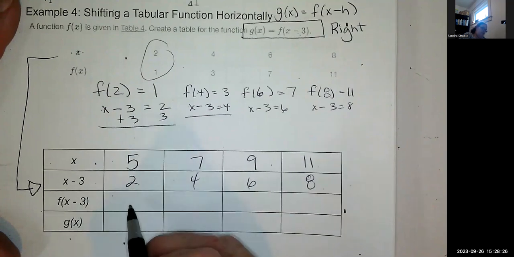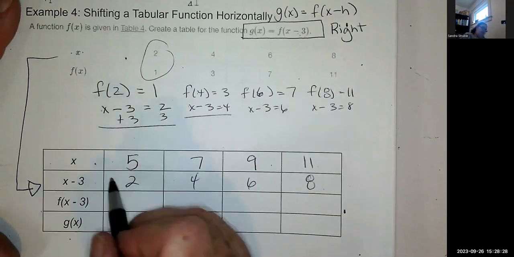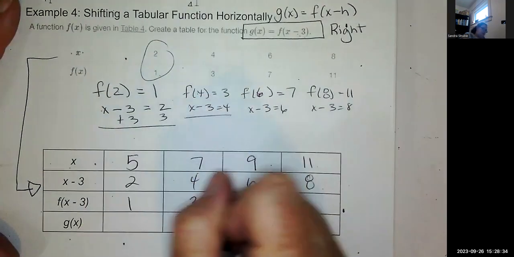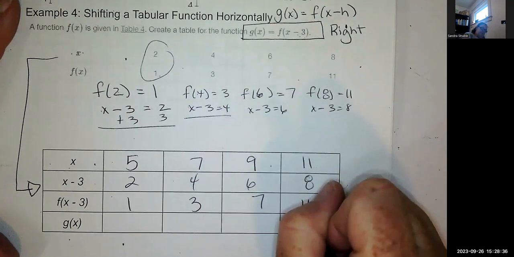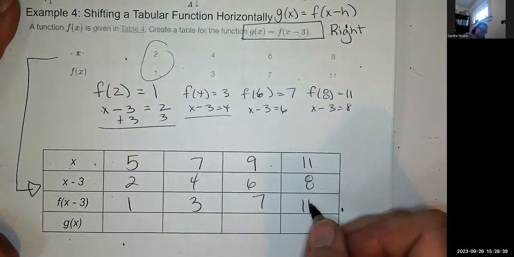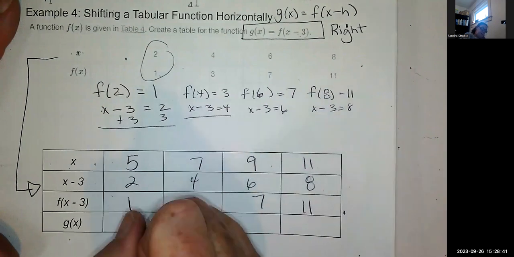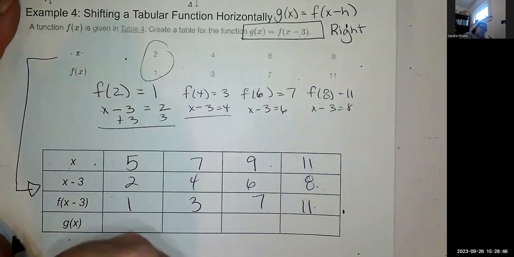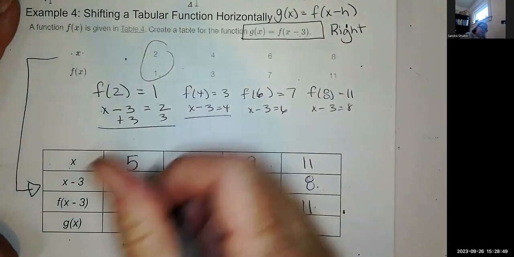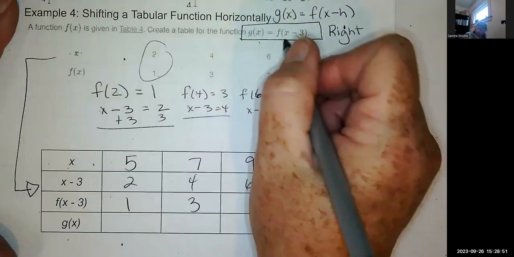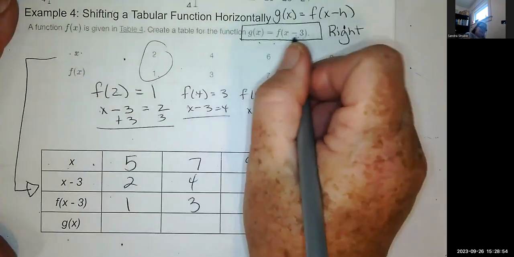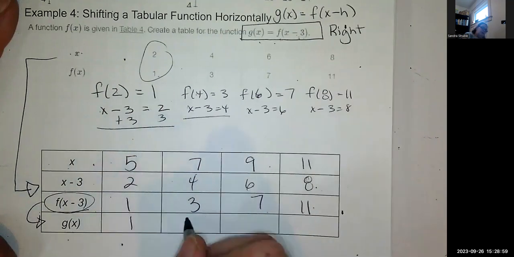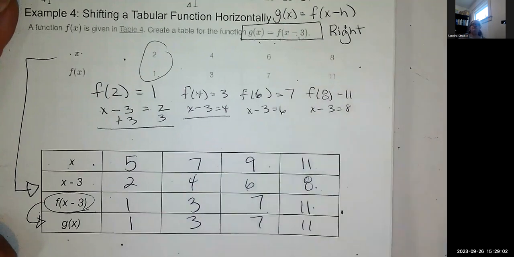Okay, so now, if that's the case, then the new G of X is going to equal 1, 3, 7, and 11, which was the original function. Because f of 2 is 1, f of 4 is 3, f of 6 is 7, and f of 8 is 11. So that means that the new function, which is what they're telling us up here, G of X, is equal to the function f of X minus 3. So that means that whatever this function is, this one has to be 1, 3, 7, and 11. And so that's your final answer.